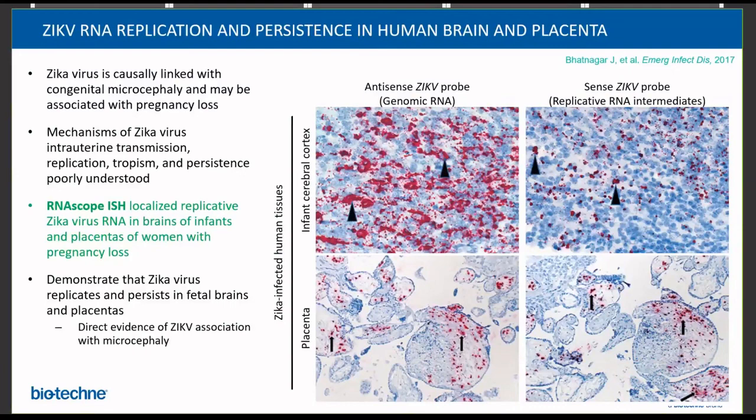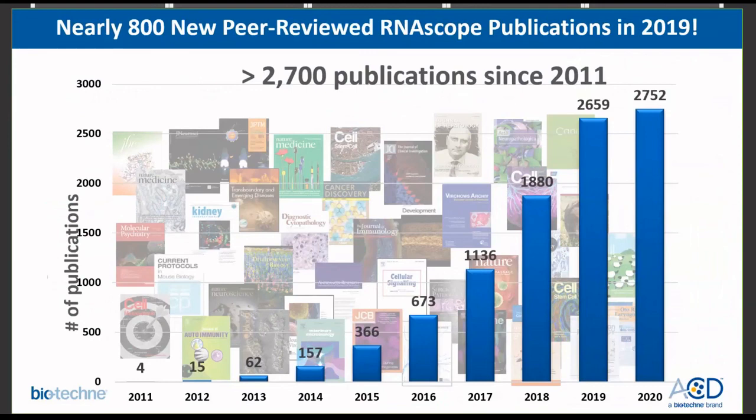So with all of that, publications are so important. The growth and adoption of this technology is best exemplified by the number of peer-reviewed publications. Our first publication was in 2011. And since then, there have been over 2,700 peer-reviewed papers published using the RNAscope technology in numerous journals, and many of them are in top-tier journals such as Nature, Cell, and Science.